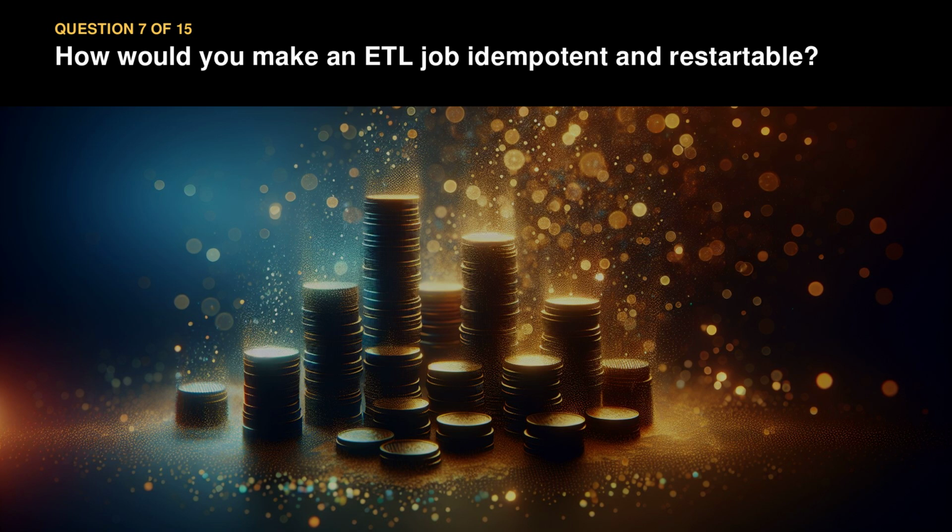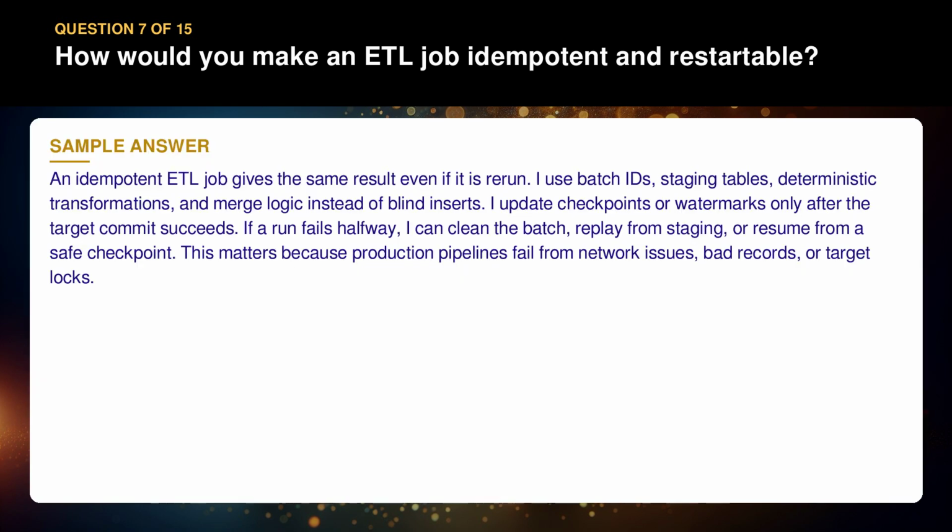Question 7. How would you make an ETL job idempotent and restartable? An idempotent ETL job gives the same result even if it is rerun. I use batch IDs, staging tables, deterministic transformations, and merge logic instead of blind inserts. I update checkpoints or watermarks only after the target commit succeeds. If a run fails halfway, I can clean the batch, replay from staging, or resume from a safe checkpoint. This matters because production pipelines fail from network issues, bad records, or target locks.